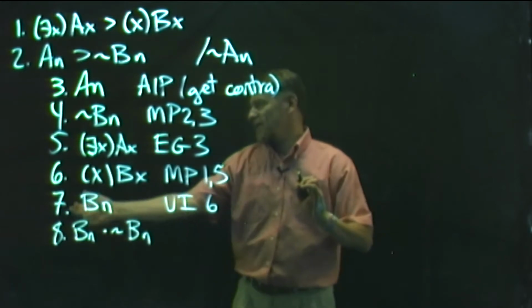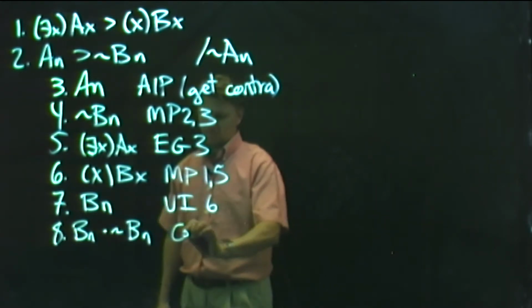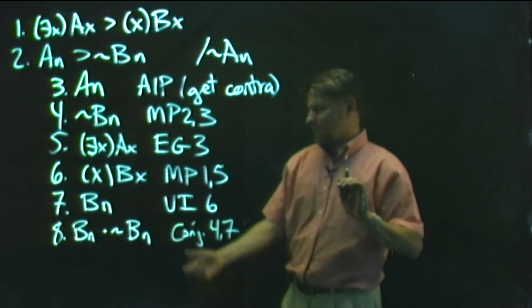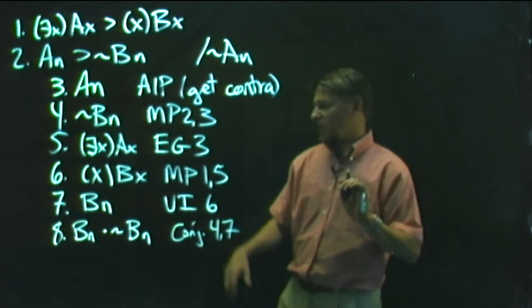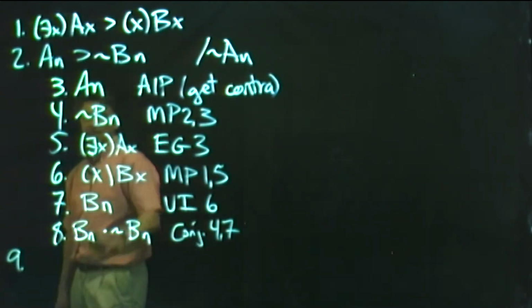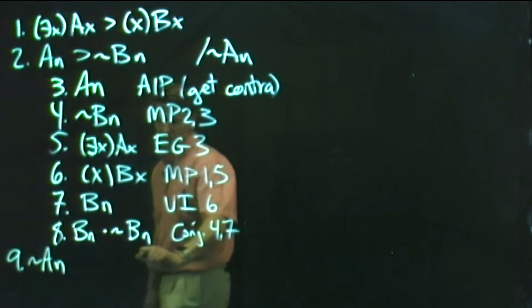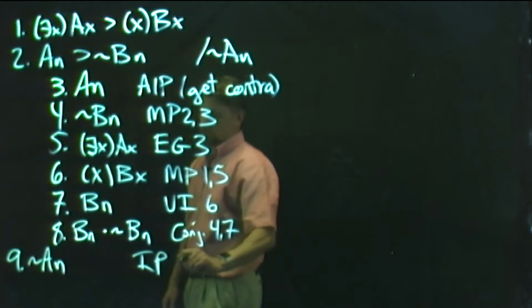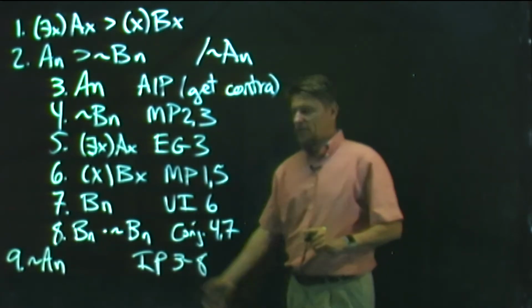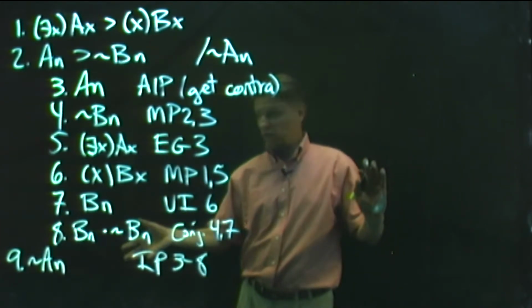And so combining, or conjoining, I should say, 7 and 4 gives us this. That is a contradiction. Once we get a contradiction, we unindent, we simply write down our assumption and add a tilde to it. And this is indirect proof, lines 3 through 8. Right? So that works very nicely. Hopefully that's something like what you got.